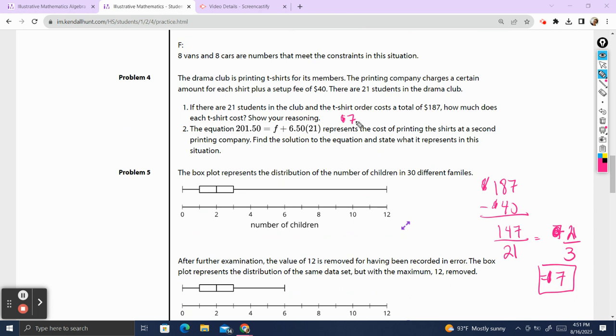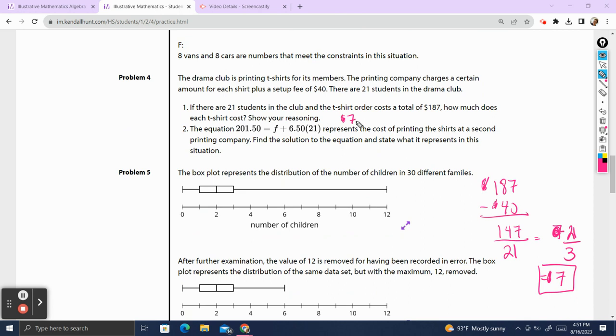Number 2. The equation 201.50 is equal to F plus 6.50 times 21 represents the cost of printing the t-shirts at a second printing company. Find the solution to the equation and state what it represents in this situation.